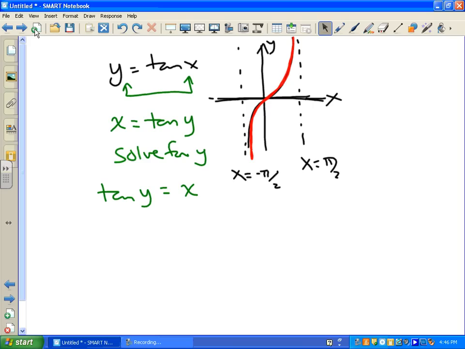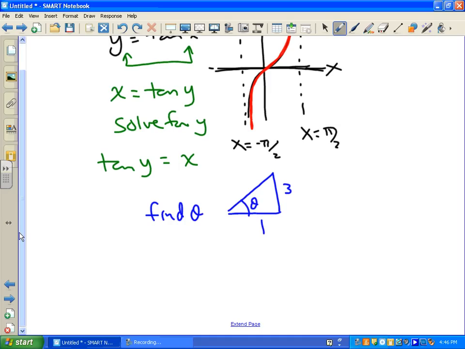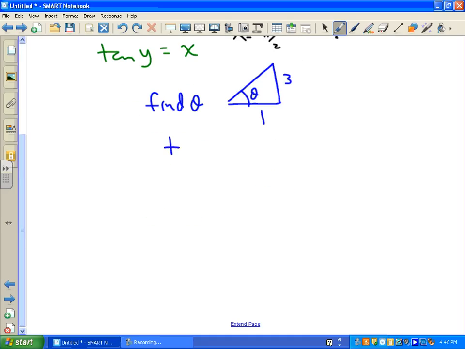Let's recall what you did back in your project on right triangles. Let's suppose we had a right triangle, and I had an angle down here. I'll call it theta. And we had this side being 3 and this side being 1. And your task was to find theta. Think about how you did that on your project. You said, okay, I can look at the picture and we know that the tangent of theta is opposite over adjacent, 3 over 1. So the tangent of theta is 3, which means theta is the tan inverse of 3.